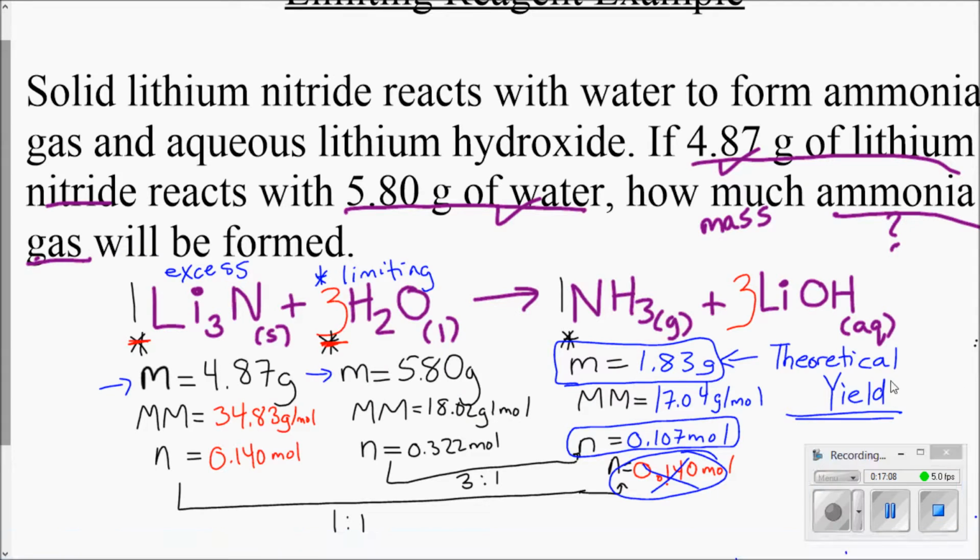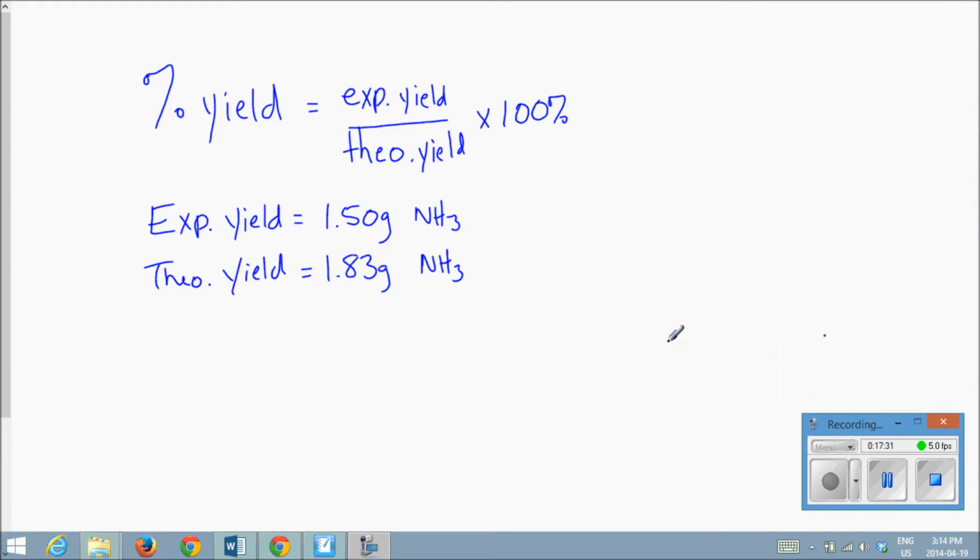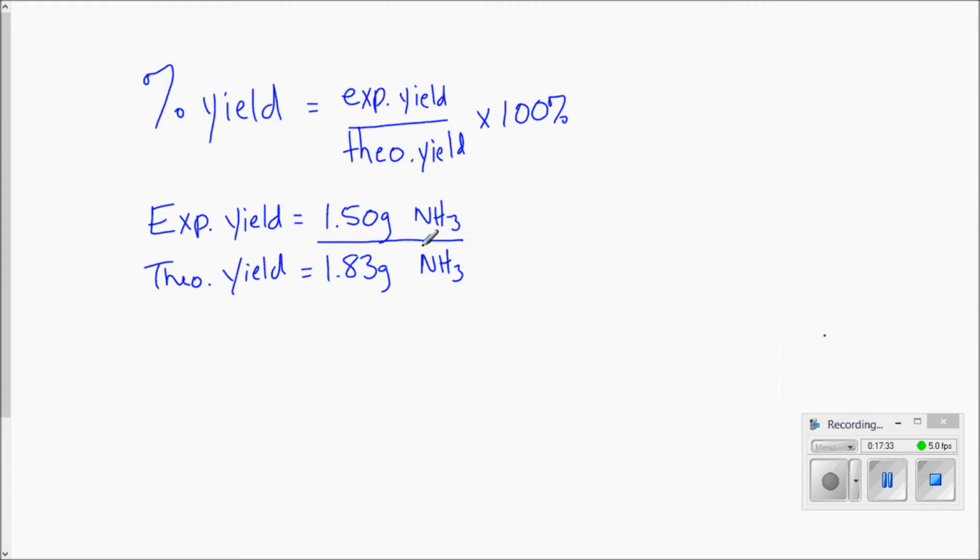To help you understand, we're going to take a look at our theoretical yield from our previous question, 1.83 grams of ammonia. Well, imagine that in the experiment that I did exactly like this with the exact same reactants and amounts, but I actually did it, and I only produced 1.50 grams. That's my experimental yield. Let me show you how I would calculate my percent yield. So recall, I said in the experiment we actually made 1.5 grams of ammonia, but when we calculated that experiment, we said from our calculations 1.83 grams.